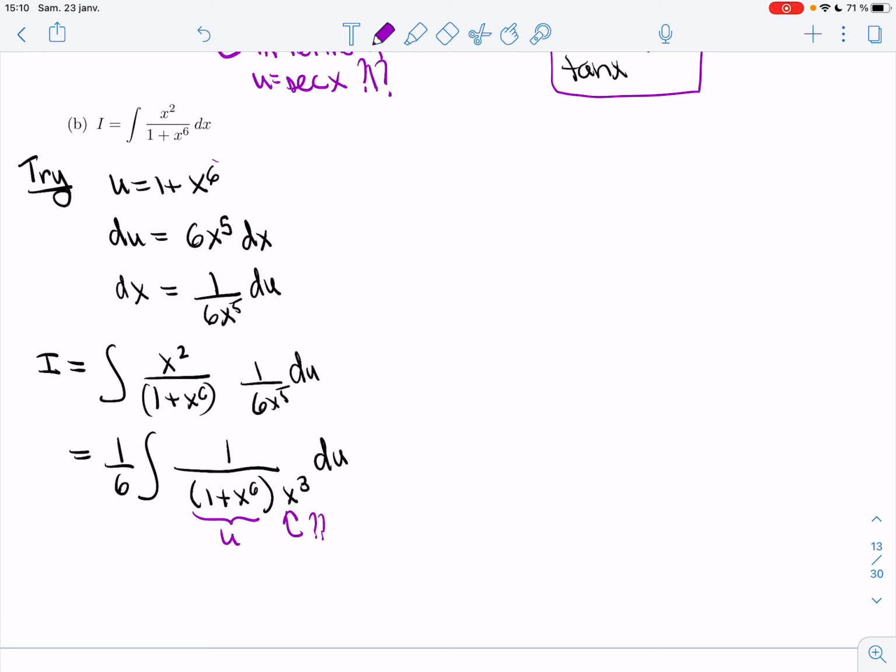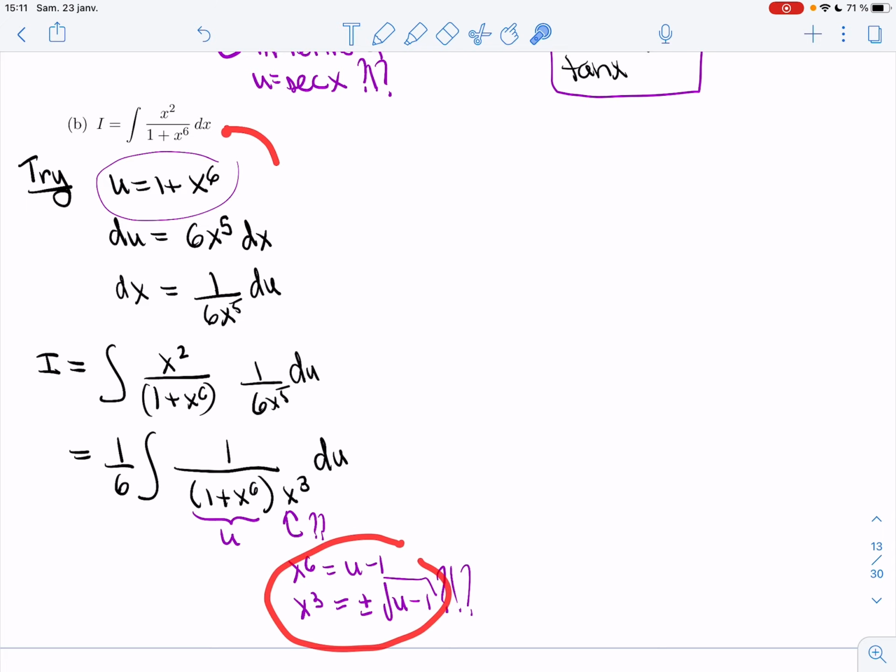So if I look back at what I have here, x to the 6 would be u minus 1, so for x cubed I need to take a square root, but I don't know if it's plus or minus the square root. So I don't even have a function, right? And I can't integrate anything like that. Not only is it a mess, it's worse than what I started with. This is much nicer than what I'll get here, but it's not right because I have two different functions.